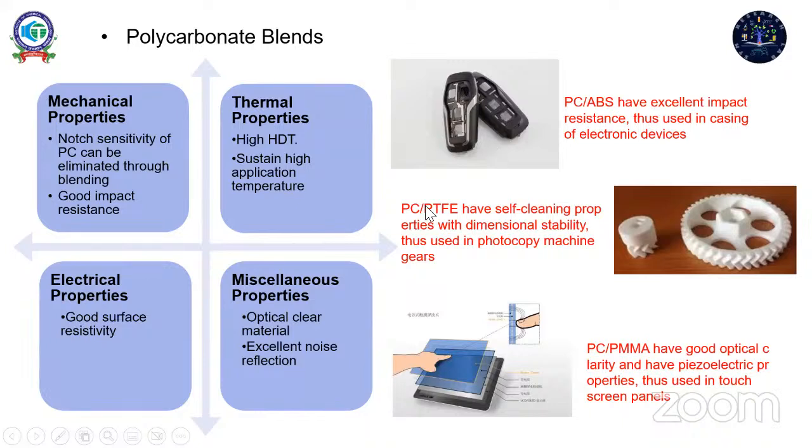And polycarbonate when blended with polytetrafluoroethylene can have self-cleaning properties with good dimensional stability. So these can be used in the gears of photocopy machines. Again, polycarbonate and PMMA blends have good optical clarity and good piezoelectric properties. So therefore, they can be used in touchscreen panels.